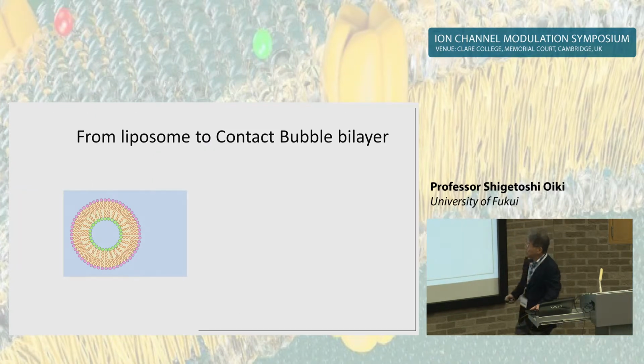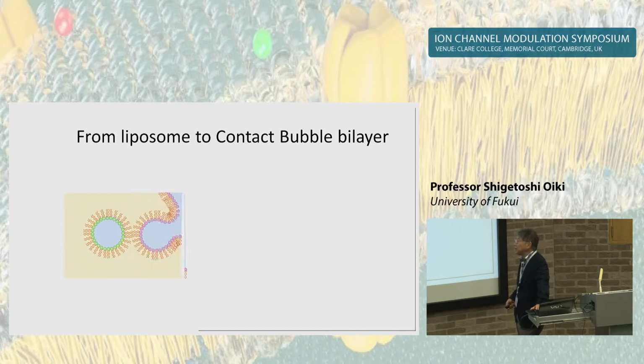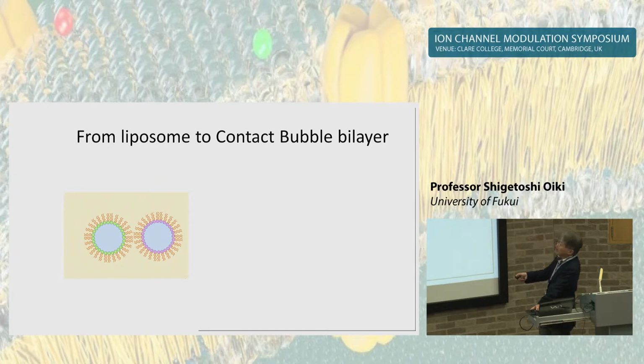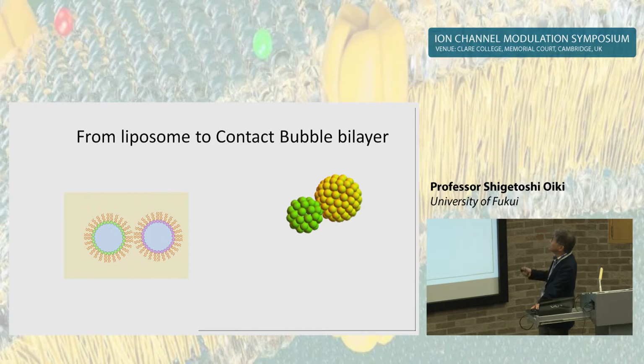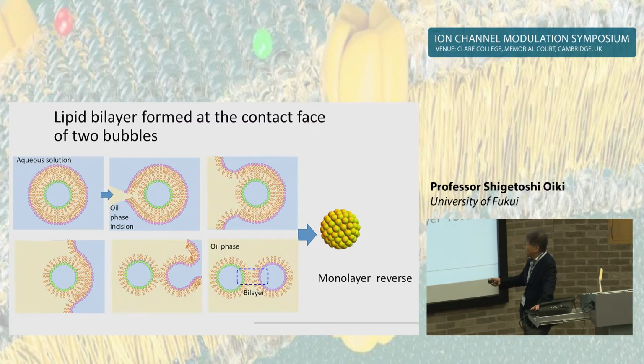Let me show the method conceptually. This is a usual liposome. Our method is just conceptually peeling off the outer membrane and forming another bubble. So this is a liposome peeling out. This is the bubble, making the bilayer region here, and the other part is lined by monolayer.